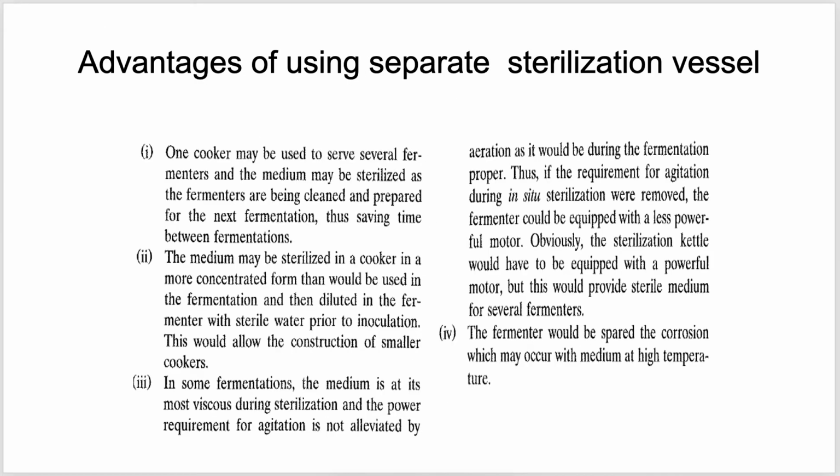Okay, so first, the advantages of using a separate sterilization vessel. If we use a separate sterilization vessel, we can use one vessel for several fermenters. That means we can sterilize the media in one vessel, and from that vessel we can supply the sterile media to different fermenters. If we do that, it will save us some time, because we don't have to sterilize the fermenter every time. We can do the sterilization of the media somewhere else, and then feed the fermenter with the sterile media.